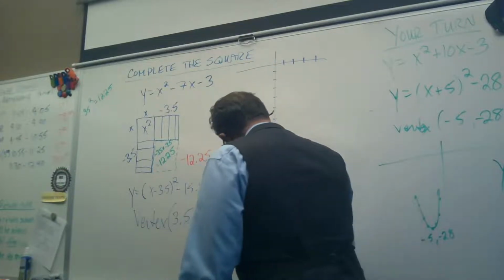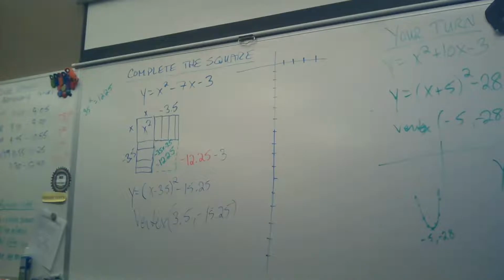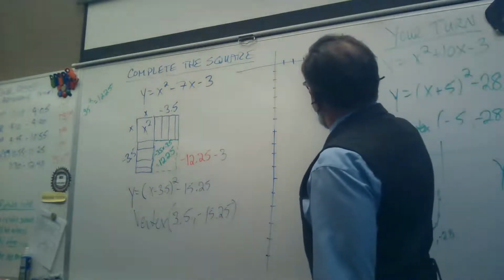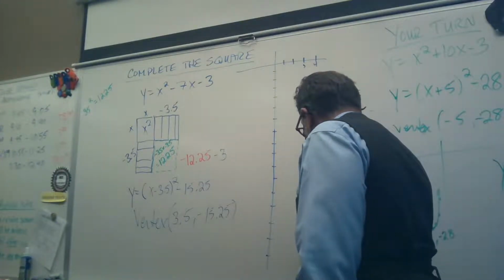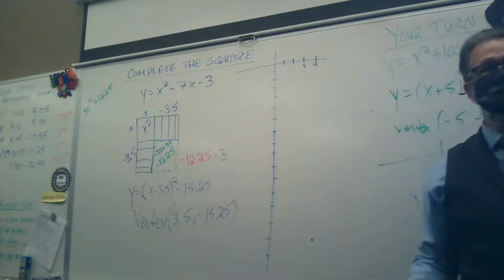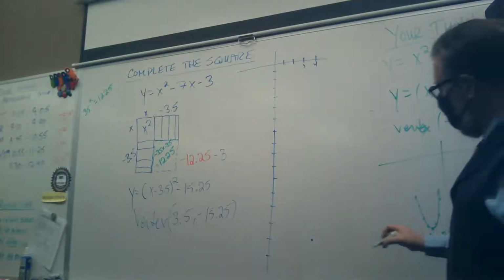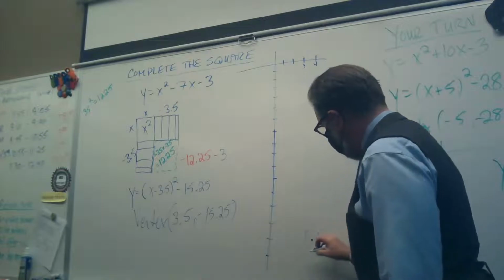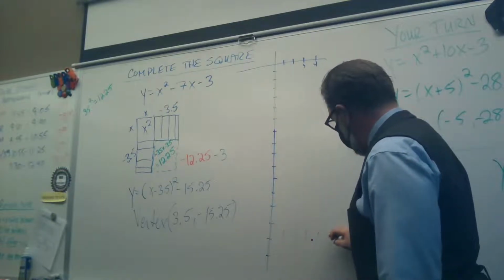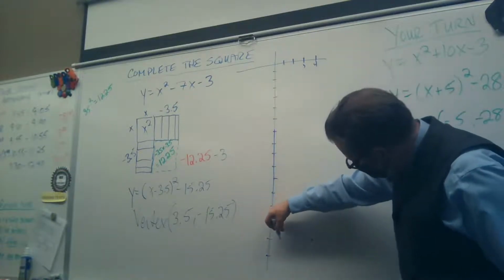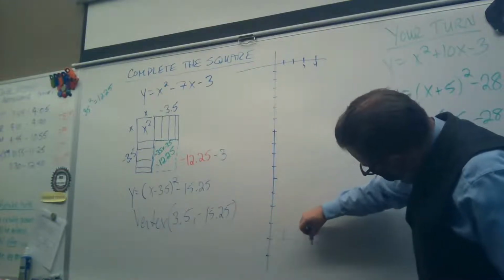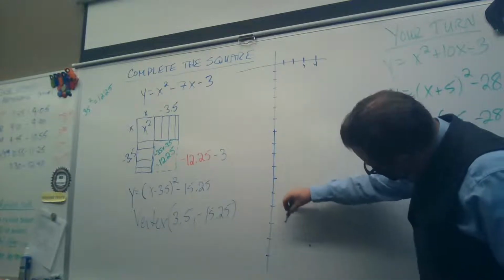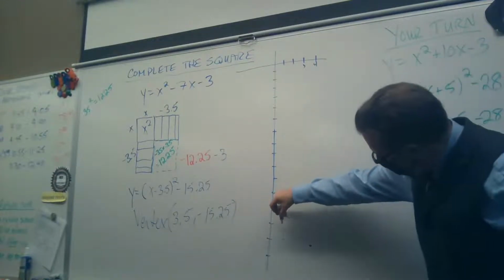Now you're thinking, what? But here's the thing. Even though it's decimal, it's really not that much harder. 3.5, negative 15.25 is right there. And of course, I really have a grid on here. So there's 3, and there's 4, and there's 2, and there's 1, and there's 5, and there's 15. And there's 14.